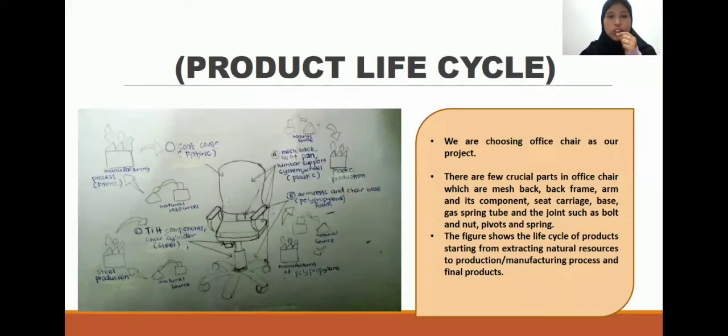So this is our product life cycle. Our product, as you can see, we are choosing an office chair, with four main elements: fabric, steel, plastic, and polypropylene. Our seat cover is made of fabric, the tilt component and cylinder are made of steel, and the armrests and chambers are made from polypropylene. And the last one is the mesh back, seat pan, lumbar support system, and wheels, made of plastic.